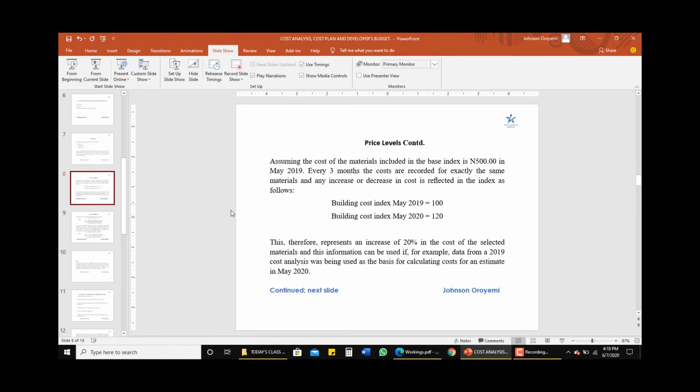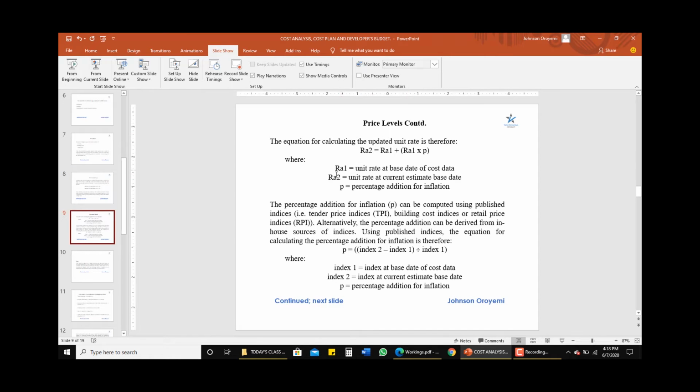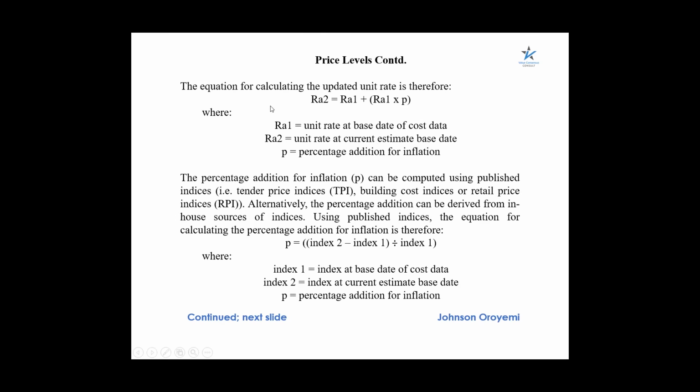So another way of going about adjustment of price level of cost information from previous project is actually the way it is stated in NRM 1. The equation for calculating its updated unit rates is therefore RA2 equals RA1 plus RA1 times P. Here we are making use of percentage addition for inflation.